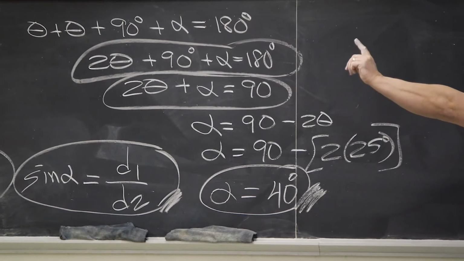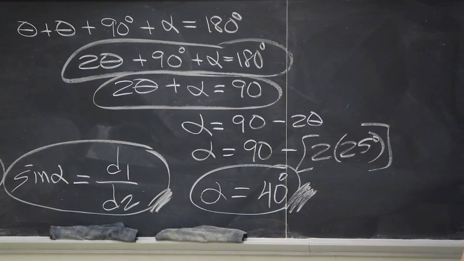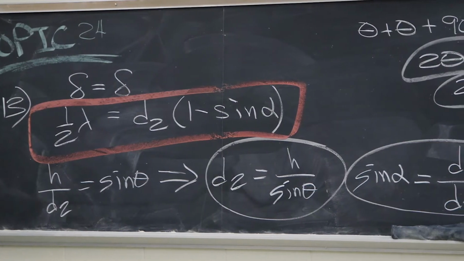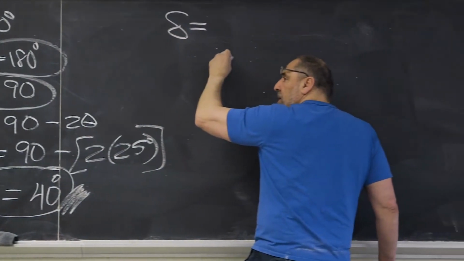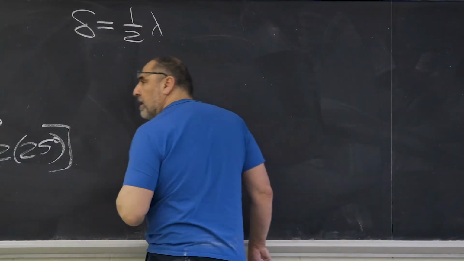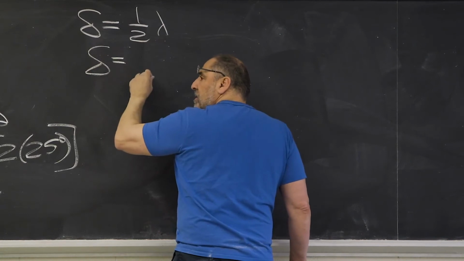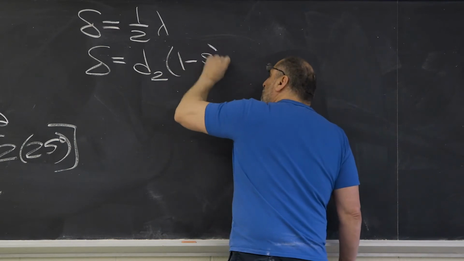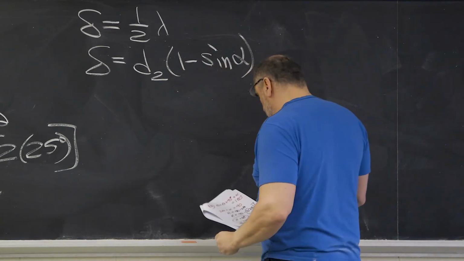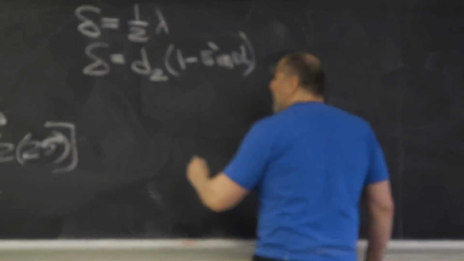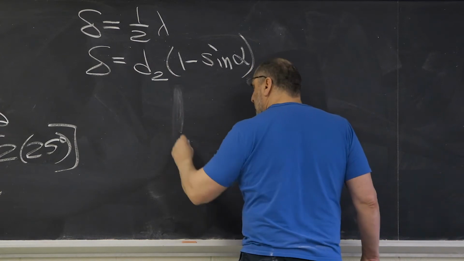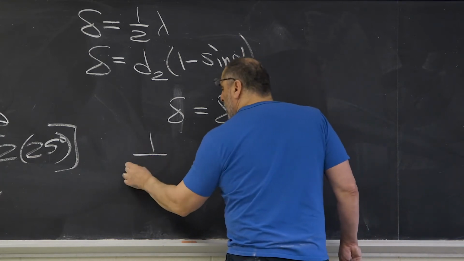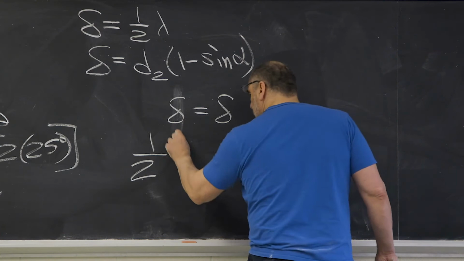Let's look over there, way over to my left-hand side, your left-hand side too if you were standing behind me. We got this. We got delta equals 1/2 lambda. We have delta equals D2 minus sine alpha. I'm not really saying anything too profound here when I say that delta equals delta, 1/2 lambda.